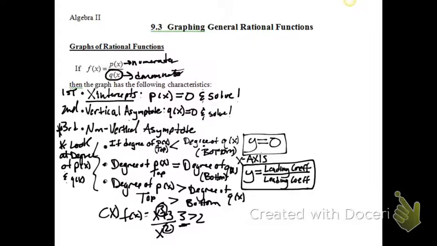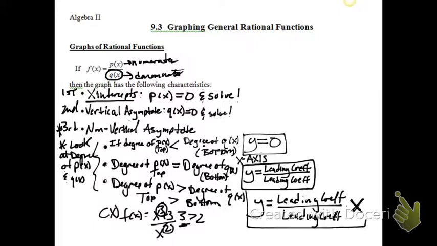And so when that happens, you're going to have y equal to the leading coefficient over the leading coefficient, but it's also going to be times x. So this is actually a slant asymptote. It's like a diagonal. This is going to be a slanted asymptote.